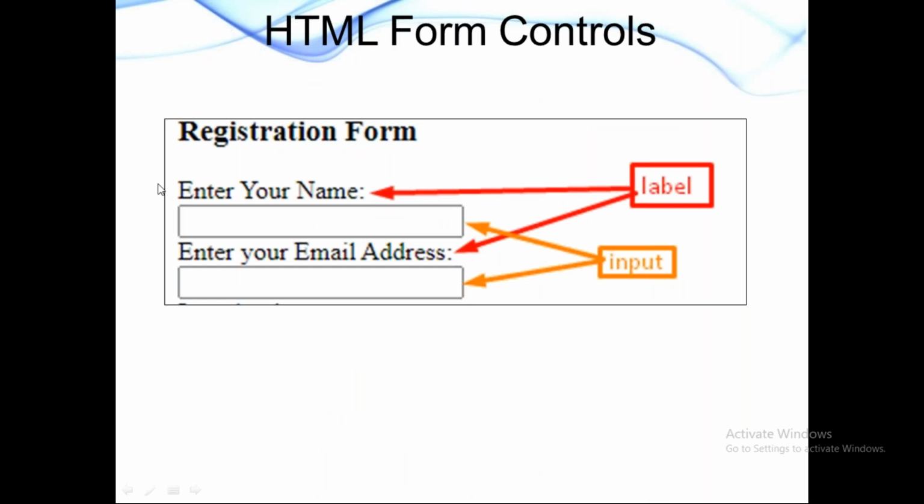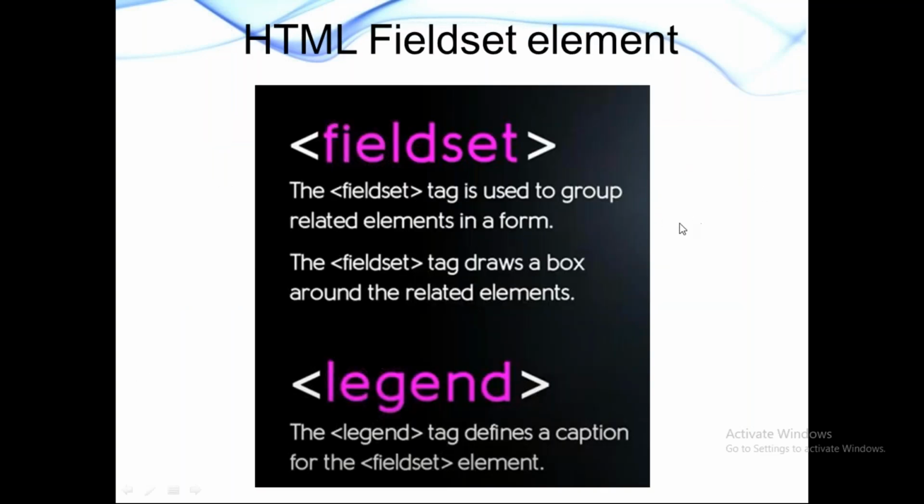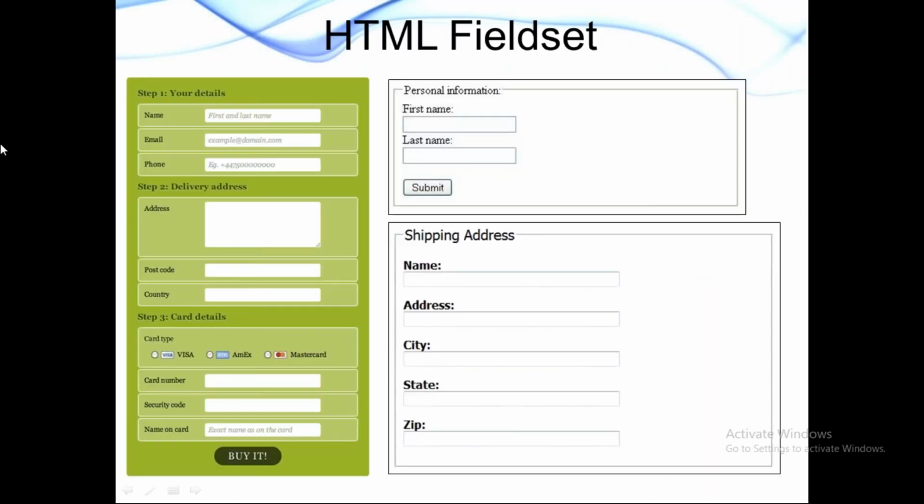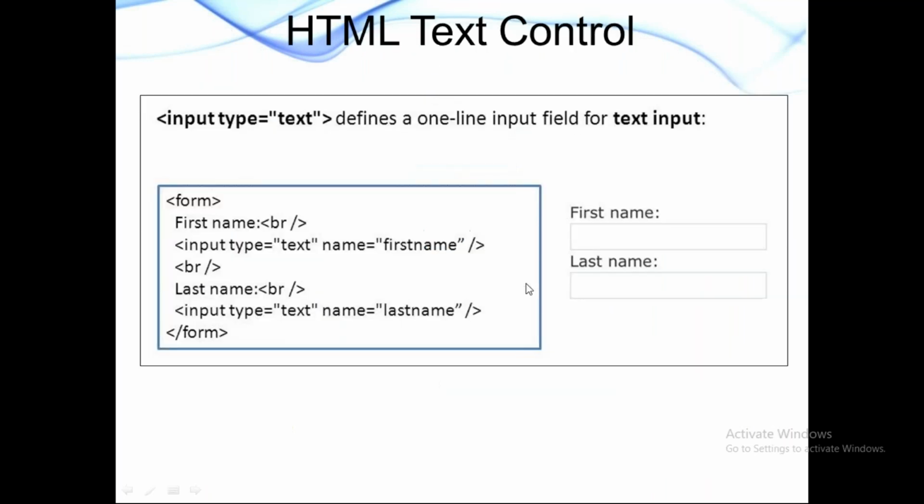Okay, so a simple registration form. You can have the name and then the email address. Right now, when you go to some of the websites, they'll ask you to log in with Google or log in with Facebook. So you enter your email ID and password, and immediately you're authenticated. Then field set is used to group the related elements. So these are some of the forms which are designed with a field set.